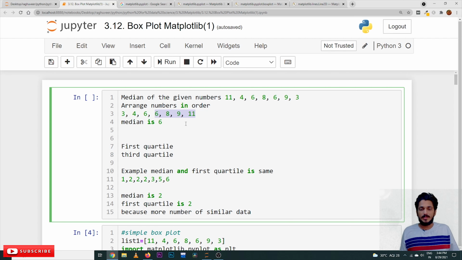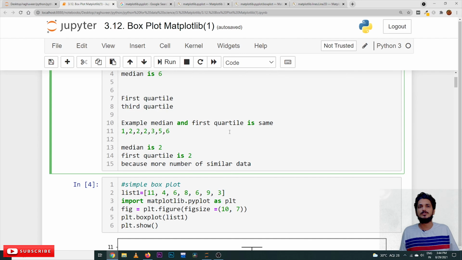Okay, and one more example you have to understand. Let's take one more example, where median and first quartile are the same. So 1, 2, 2, 2, 3, 5, 6, these are the numbers. When you consider these numbers, the median value is 2. And the same way, the first quartile is 2. It means the median value and first quartile value are the same. This is the point you have to understand, because many times in our data sets the median value and first quartile, or the median value and the third quartile, will be the same.